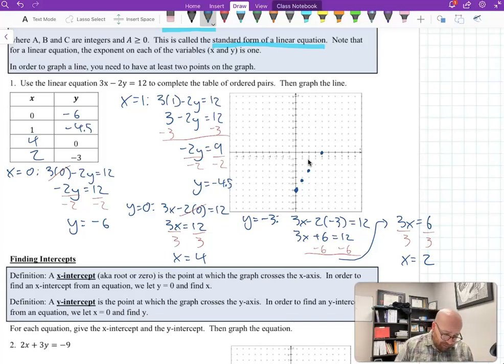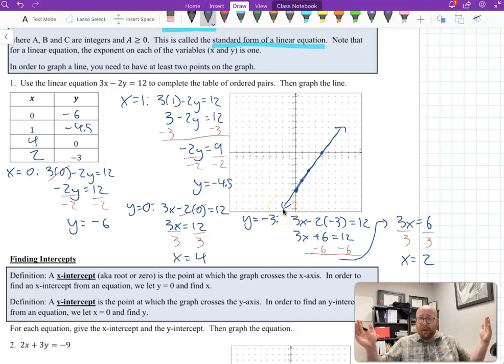So we have those 4 points. They all are lining up in a straight line. We can draw a straight line through those points. By the way, the arrows that we put at the end of the line are there to indicate that this line will continue on indefinitely in these directions. Okay.